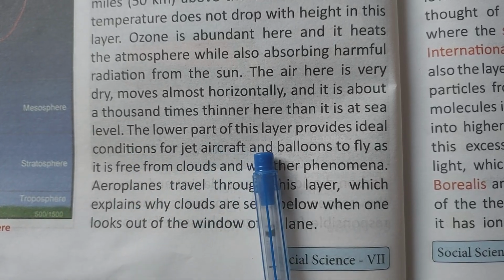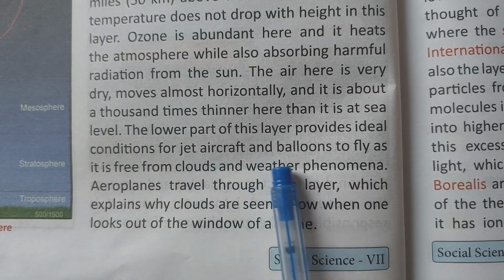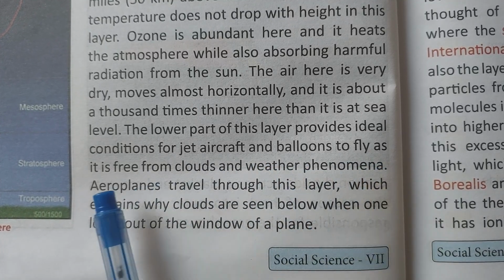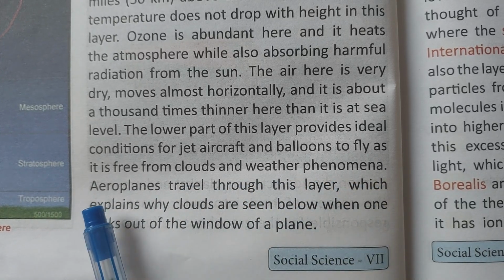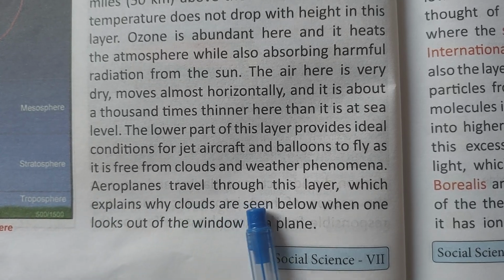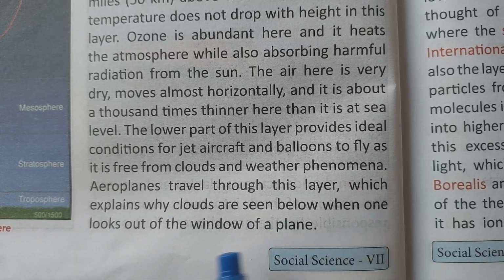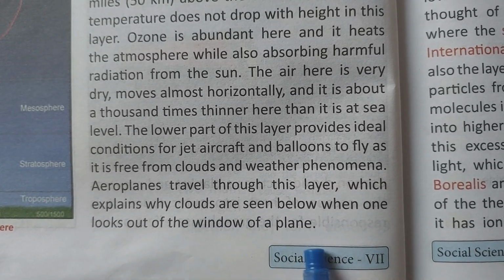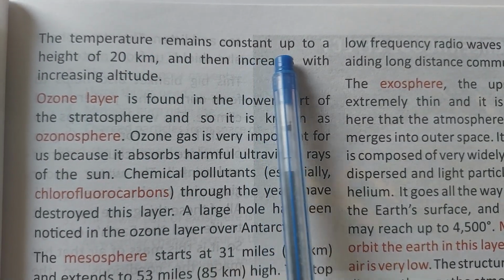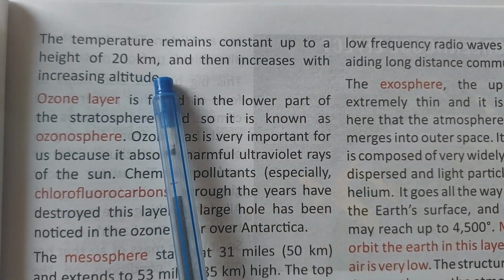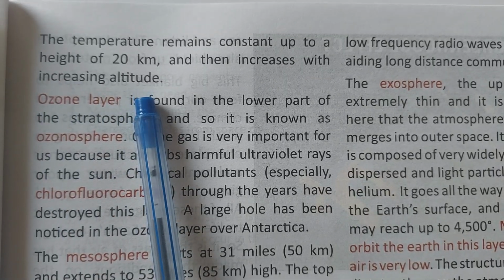The lower part of this layer provides ideal conditions for jet aircraft and balloons to fly, as it is free from clouds and weather phenomena. Aeroplanes travel through this layer, which explains why clouds are seen below when one looks out of the window of a plane. The temperature remains constant up to a height of 20 km and then increases with increasing altitude.